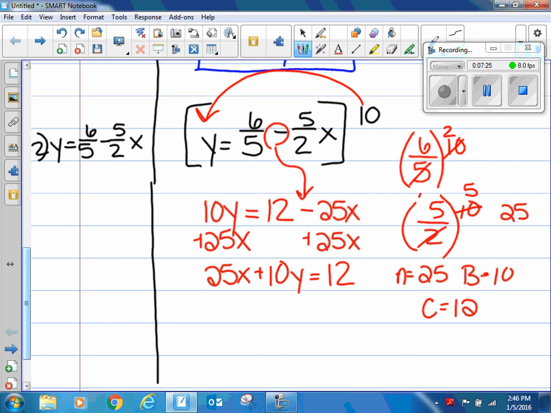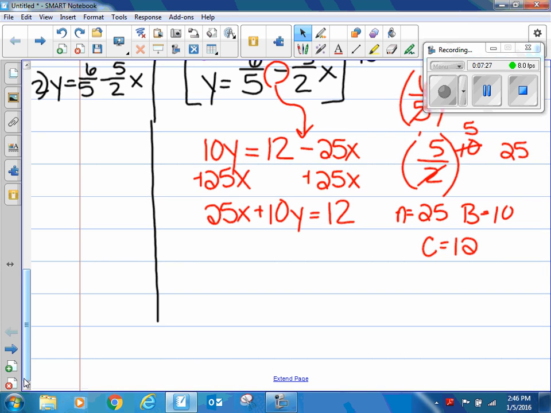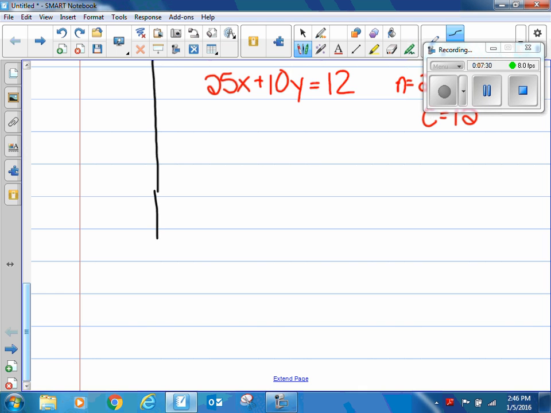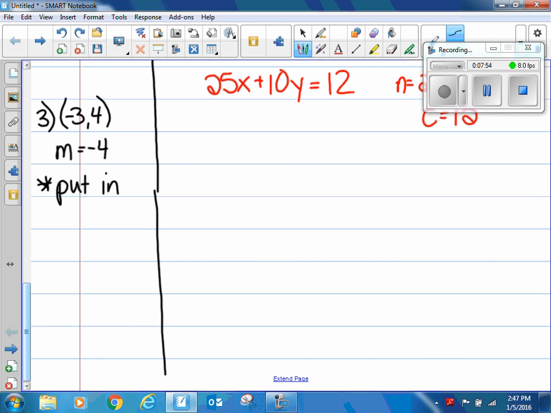All right, couple more examples. Let's say we're given the point (-3, 4) and a slope of -4. So what we have to do first here is put this in point slope form first.